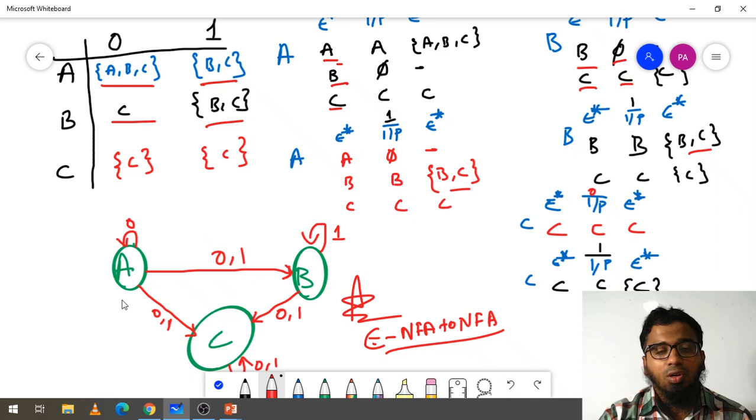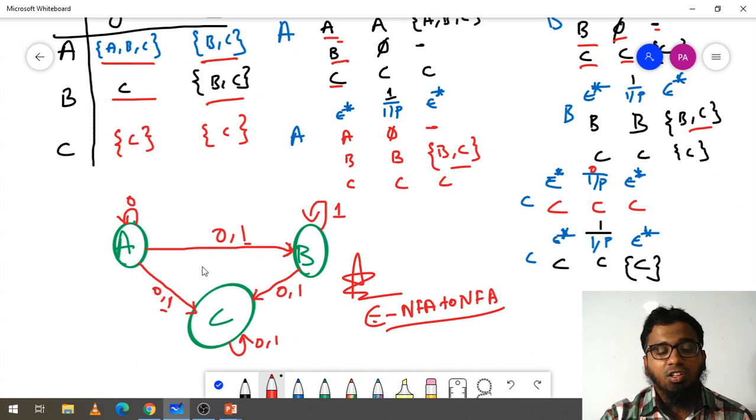Based on this, I have 3 states: A, B, C. A on 0 is A comma B comma C, meaning A on 0 goes to A, B and C. Next, A on 1 is going to B and C. In the same way, B on 0 is going to C, and B on 1 is going to B as well as C. And here we will see the C. C on 0 is going to C, and C on 1 is going only to C.